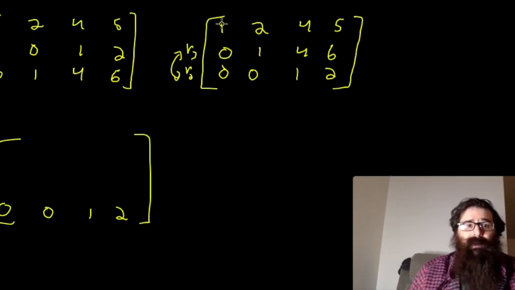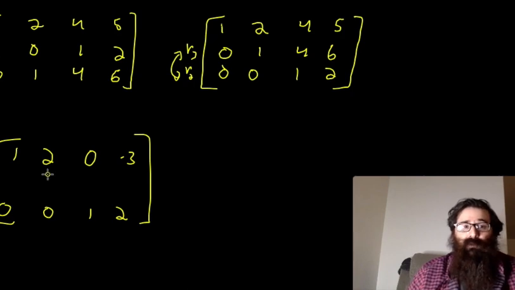Here in row 1, I get 1 minus 4 times 0 gives me 1. 2 minus 4 times 0 gives me 2. 4 minus 4 times 1 gives me 0. And 5 minus 4 times 2, that's 5 minus 8, gives me negative 3.